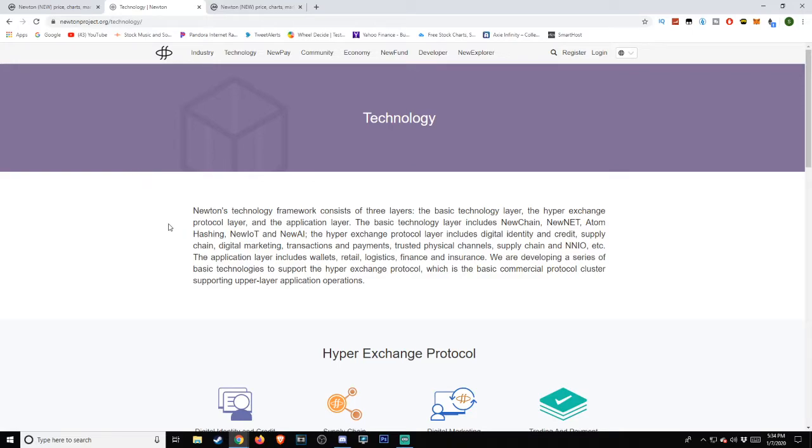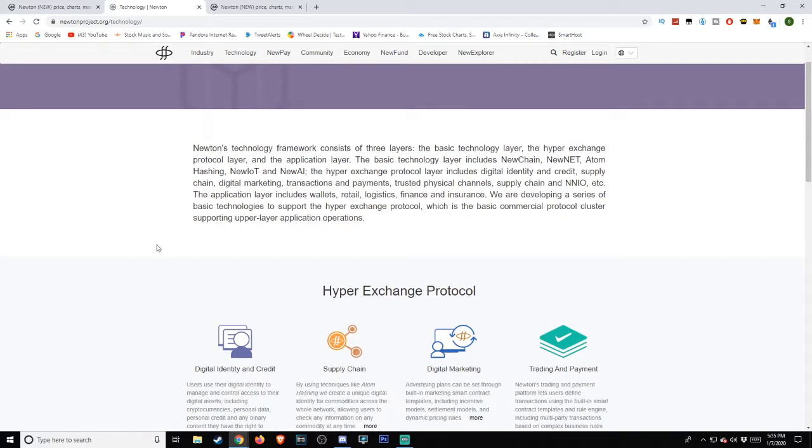Newton's technology framework consists of three layers: the basic technology layer, the HyperExchange protocol layer, and the application layer. The basic technology layer includes NewChain, NewNET, Atom Hashing, NewIoT, and NewAI. The HyperExchange protocol layer includes digital identity and credit, supply chain, digital marketing, transactions and payments, trusted physical channels, supply chain and NNIO, etc. The application layer includes wallets, retail, logistics, finance, and insurance. We are developing a series of basic technologies to support the HyperExchange protocol, which is the basic commercial protocol cluster supporting upper layer application operations.